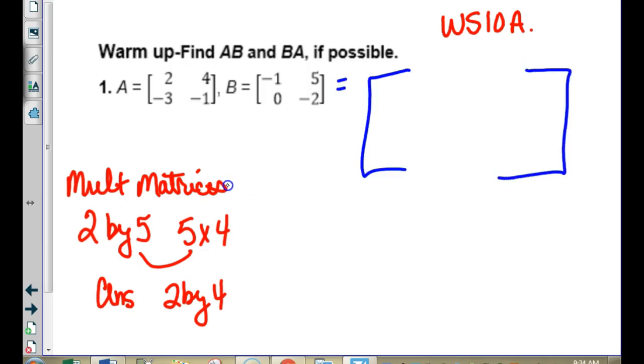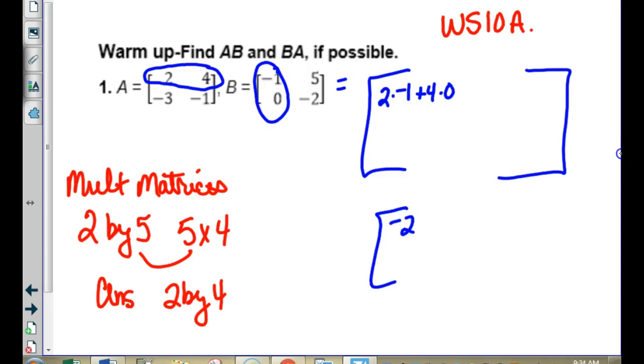But does anybody remember how it goes? It's row times column. So 2 times -1 plus 4 times 0 would be? Yeah, so just -2. All right, then if I do that same row times the second column, I get the first row, second column over here. So 2 times 5 plus 4 times -2. 10 minus 8, is that right? Okay.